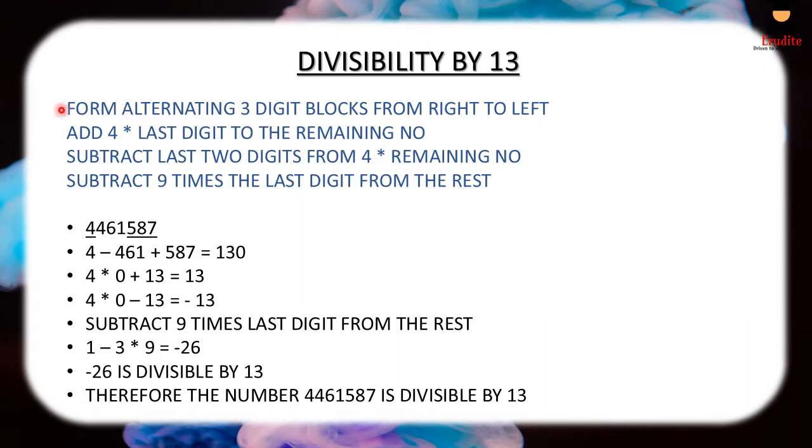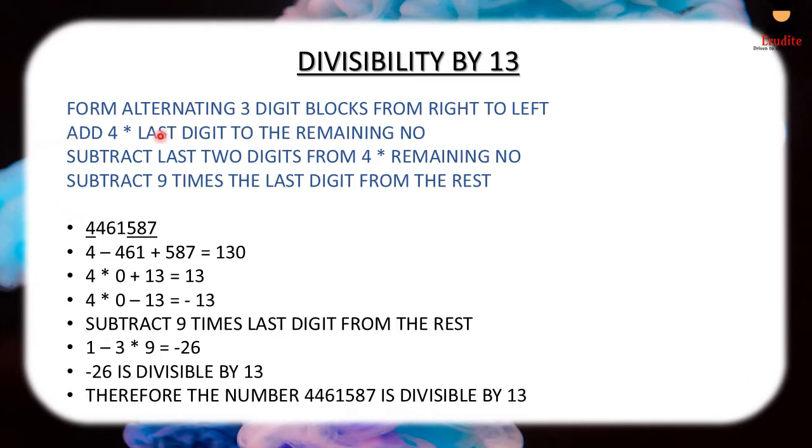So the first step says form alternating 3-digit blocks from right to left. As we were taking alternate digits, over here we need to take alternate 3-digit blocks. So my first 3-digit block would be 587, the next one would be 461, and for the last one I have only 1 digit remaining, so I'll consider only 1 digit.